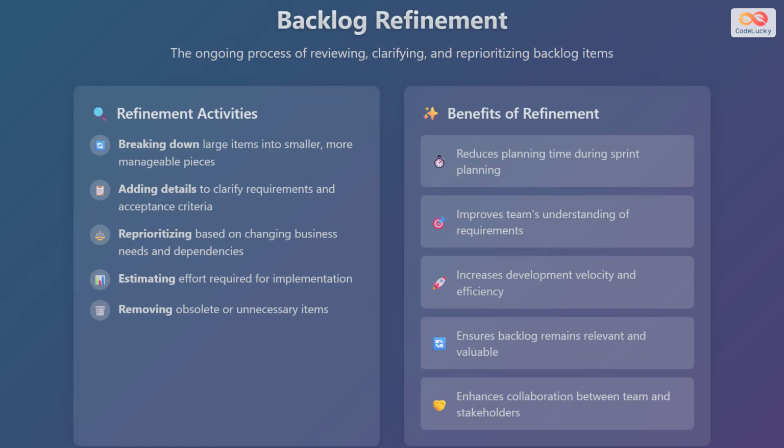Backlog refinement is the ongoing process of reviewing, clarifying, and reprioritizing backlog items. Refinement activities include breaking down large items into smaller, more manageable pieces, adding details to clarify requirements and acceptance criteria, reprioritizing based on changing business needs and dependencies, estimating the effort required for implementation, and removing obsolete or unnecessary items.